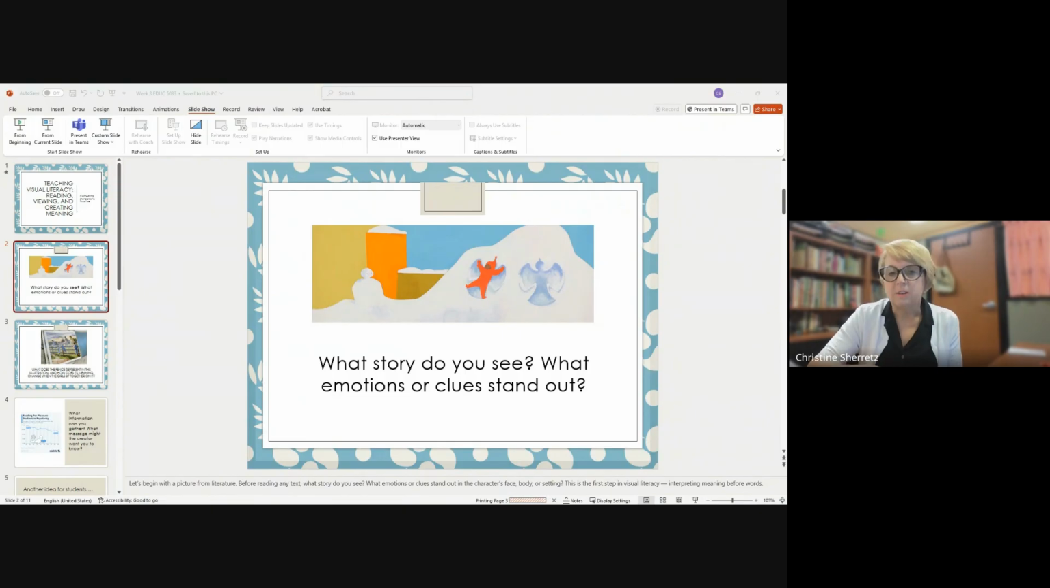So as you look at an illustration like this, what's the story? What emotions, what clues stand out in the story? When we look at visual literacy, we're trying to get kids to think about how to interpret the pictures and illustrations. We interpret literary pictures, and we also look at informational things like charts and graphs and so forth. Let's look at another example.